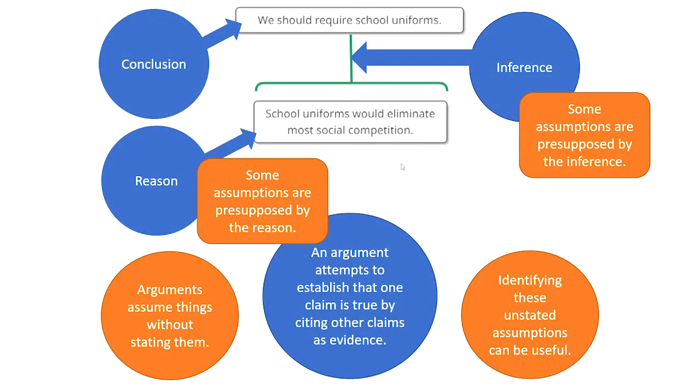Well, where are these missing assumptions or these hidden premises or these presuppositions? There's different ways of saying the same thing. Well, basically, there's going to be some assumptions that are presupposed by the reason and some assumptions that are going to be presupposed by the inference. The way we figure out or try to identify what the missing assumptions are differs depending upon whether we're trying to find the hidden assumptions that are attached to or presupposed by the reason and the hidden assumptions that are attached to or presupposed by the inference.